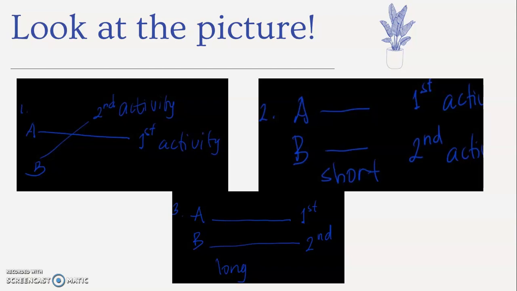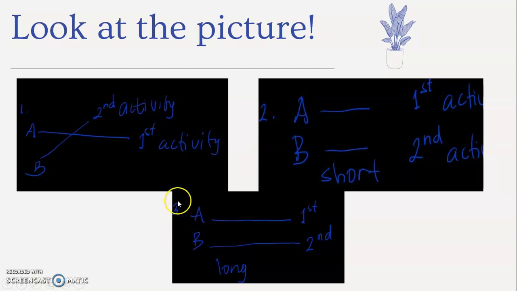Yeah, because commonly the second activity is shorter, has shorter duration than the first one. So on the first condition, A, our first activity must be in past continuous, and B, the second activity must be in past simple. Okay, second condition, A and B, first activity, second activity, both of the activities are in short duration. So it's okay if you put both of them in past simple.